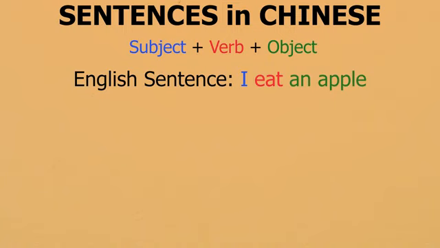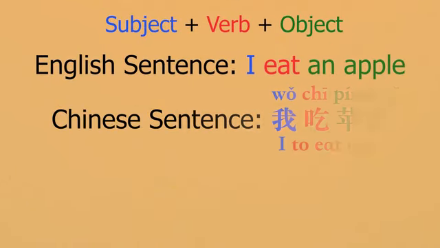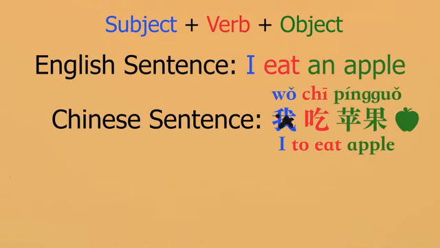This is how you learn how to make any sentence in Chinese. Let's make a basic sentence in English as an example. I eat an apple. It's formed by a subject, a verb, and an object. Chinese sentences are exactly the same. They also use the form subject, verb, object. In Chinese, it will be 我吃苹果.